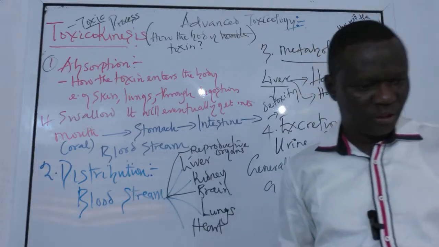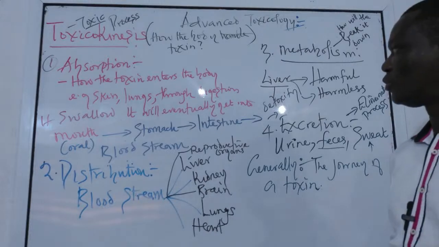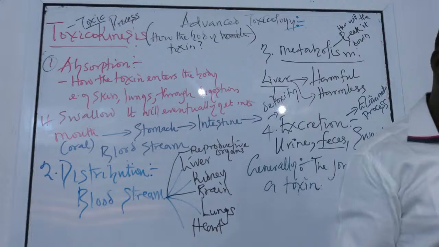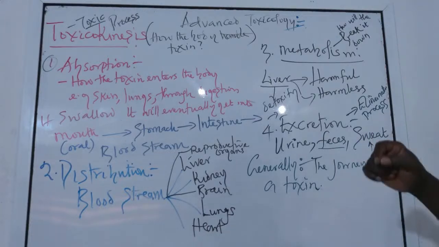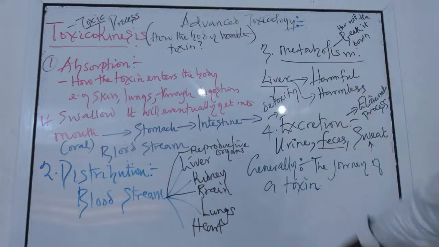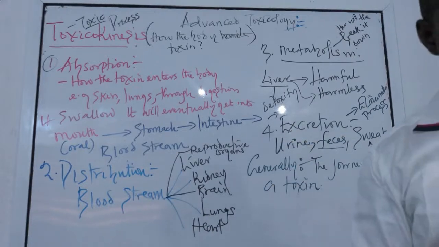So the journey so far will depend. That's why we call it toxicokinesis. That's the journey of a toxin. It's going to start from a starting point, then it's going to a destination. When you get to that destination, that is how it is going to be eliminated or excreted.